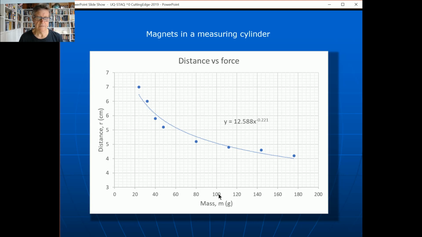Now look, I've got the mass on the bottom and the distance up the side. So this would be the first stage of just plotting your data. You're not doing an R versus F graph or force versus distance graph. This is distance versus effectively the mass. And so you're getting a relationship here which is the inverse of what it would be if it was F versus R. So that's 0.22. So it's about inverse, 1 on x to the power of 4, roughly, or a bit more than that.